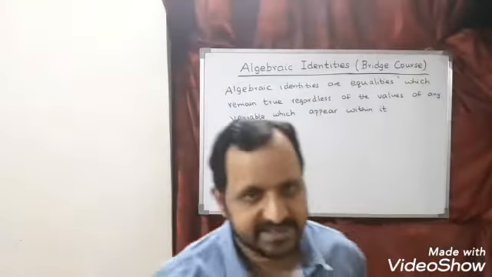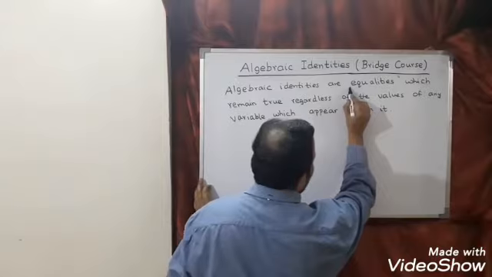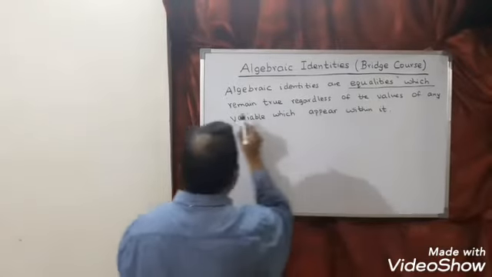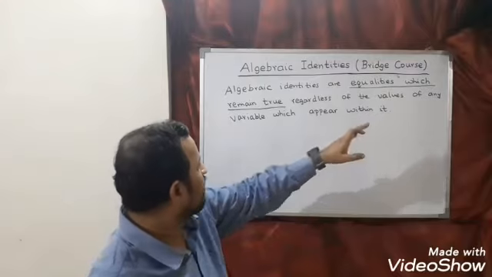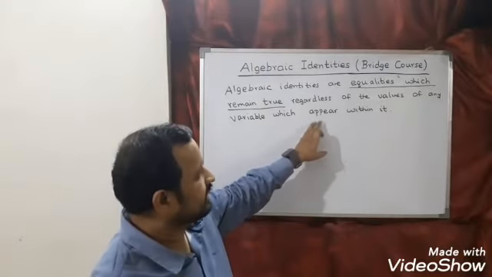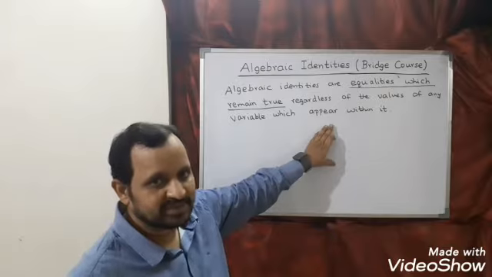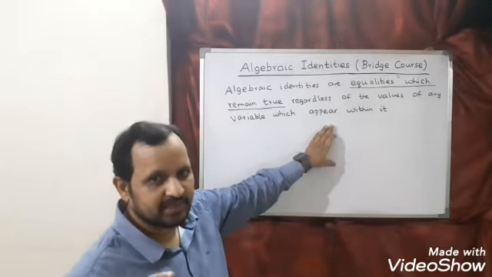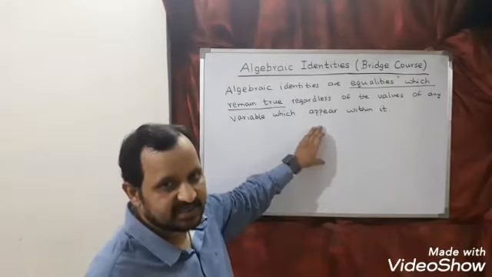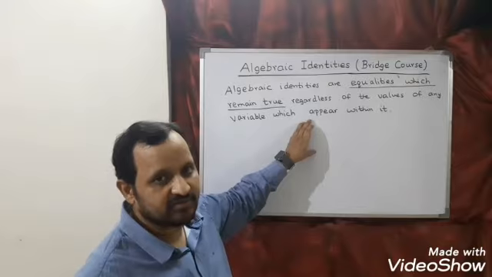So definition is saying what? Algebraic identities are equalities which remain true regardless of the values of any variable which appear within it. For example, if I say a plus b whole square is what? What you will see? A square plus 2ab plus b square. This is nothing but algebraic identity. Whatever be the values of a and b, this identity is always true.